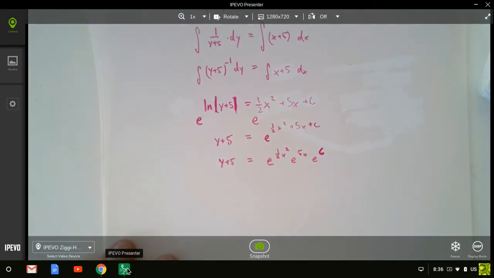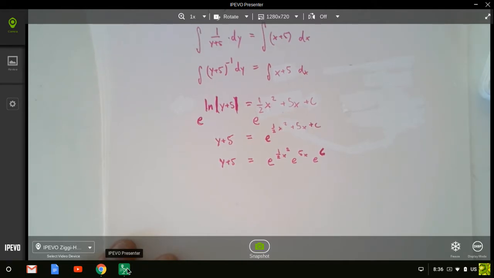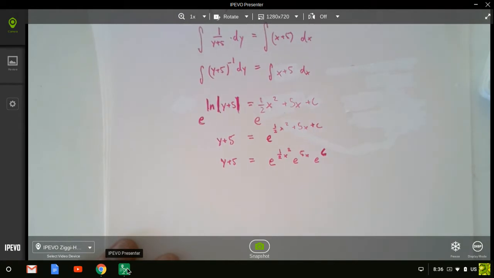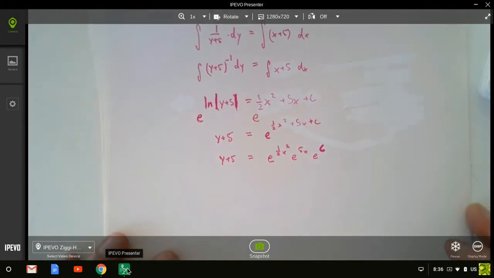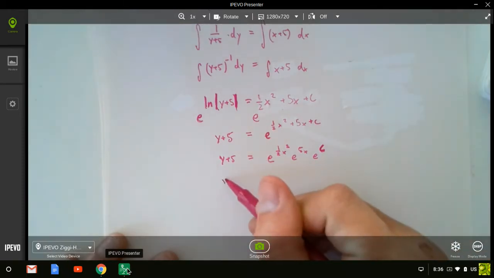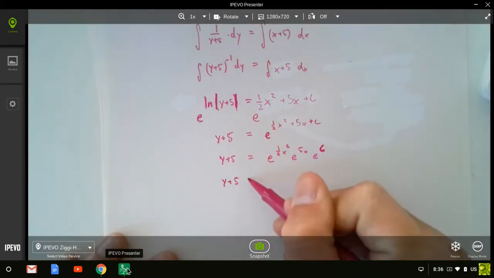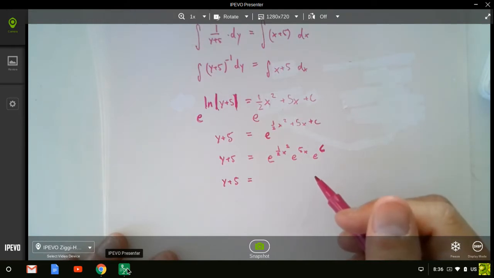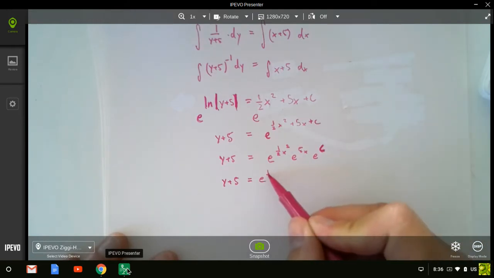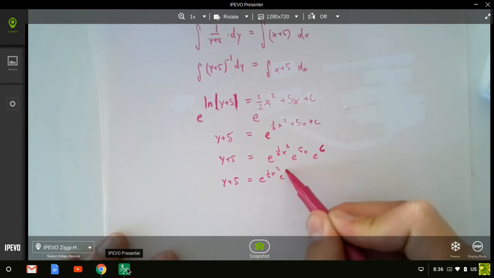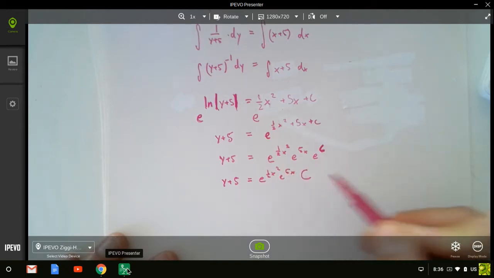The reason it's going to be beautiful is because I think your book does this in a way where it doesn't explain it, and I wanted to go over this problem so you would see where it comes from, and at least get an opportunity to try to figure out what's going on in the book. It's not just your book, but what your book will say is that you're going to end up with this. Your book leaves it as e to the 1/2 x squared, e to the 5x. Then I have a giant c.